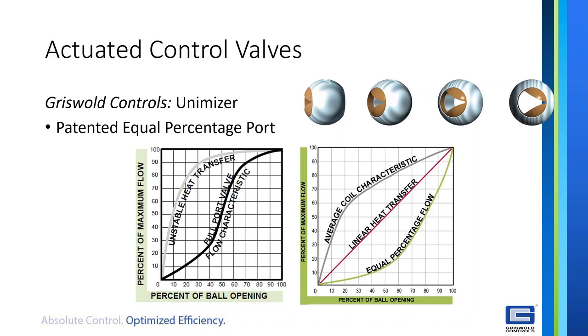So this optimizer insert is actually a patented part of our product. And the patent is on the process and the part, and it's a very, very important key part of our actuated control valve product line. So it's in the Unimizer valves, but it's also in the other valves that you'll see coming up, the pressure independent and the combination valve.